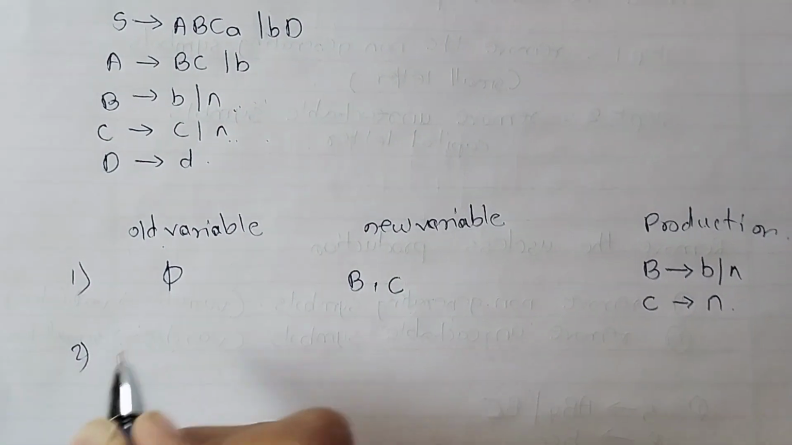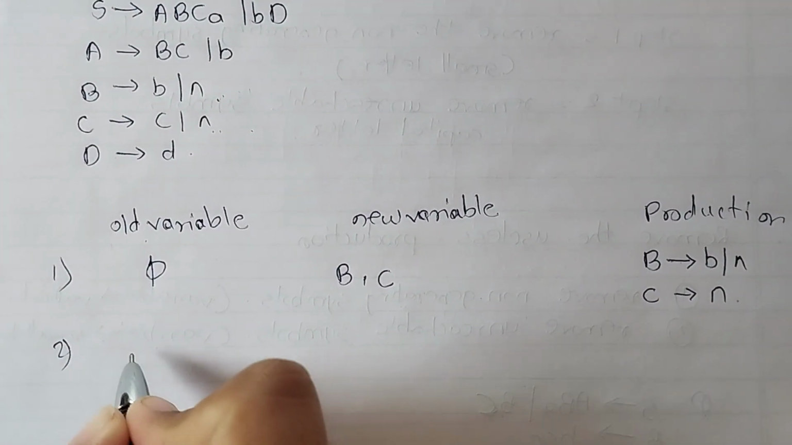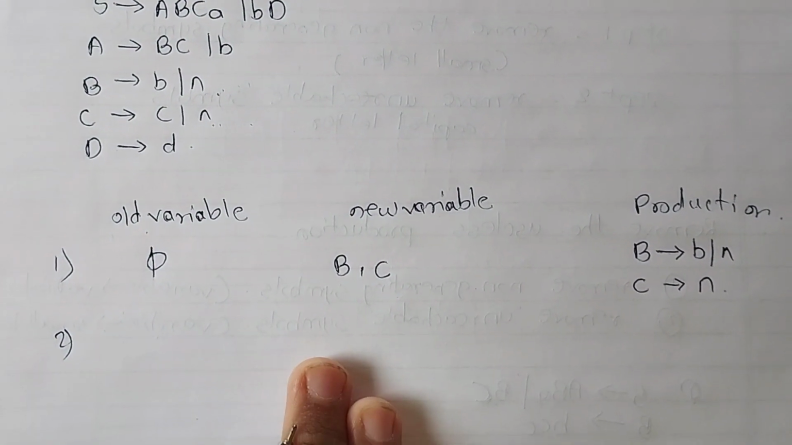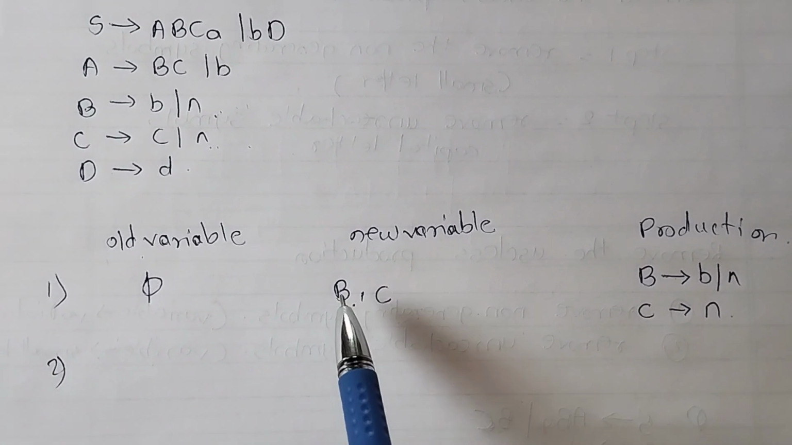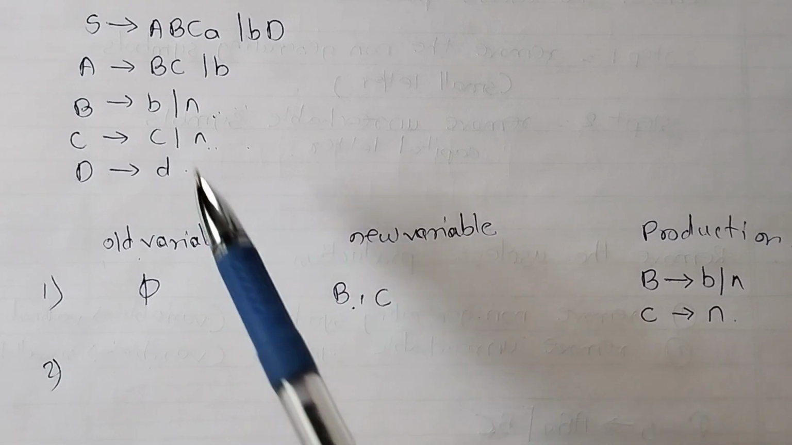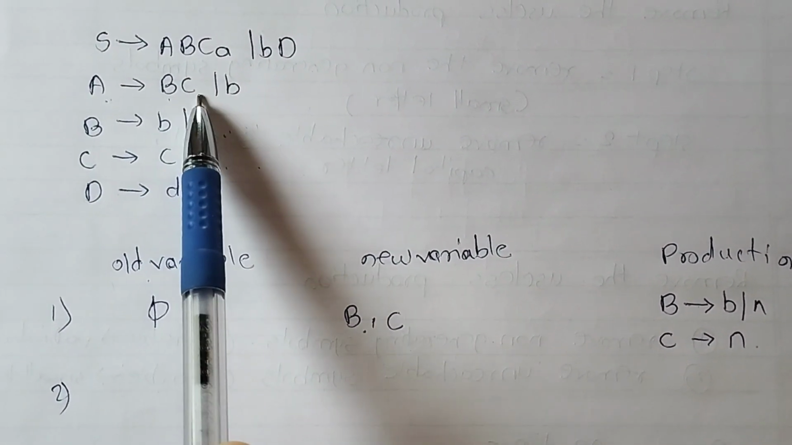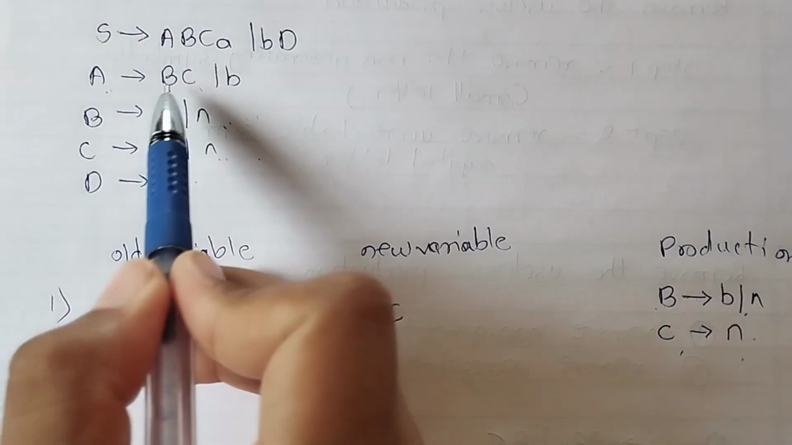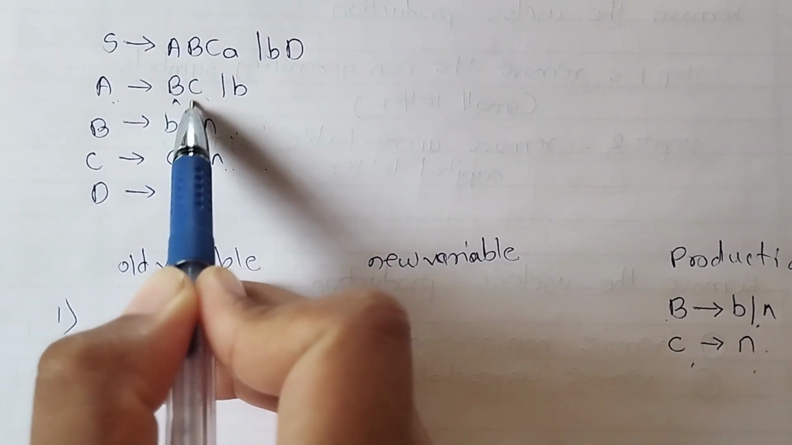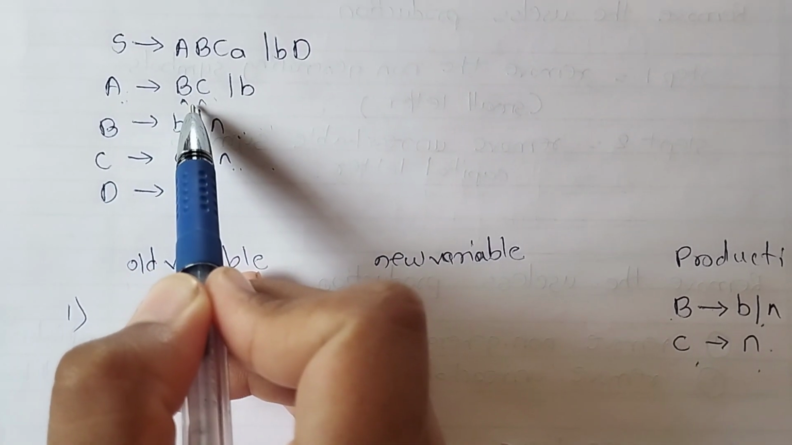In step number 2, we write this new variable as our old variable, but before that, see this B and C is written in another variable. So here we see this A produces B and C, and as B is null and C is null, meaning B is null, C is null, then here we get A as also null.